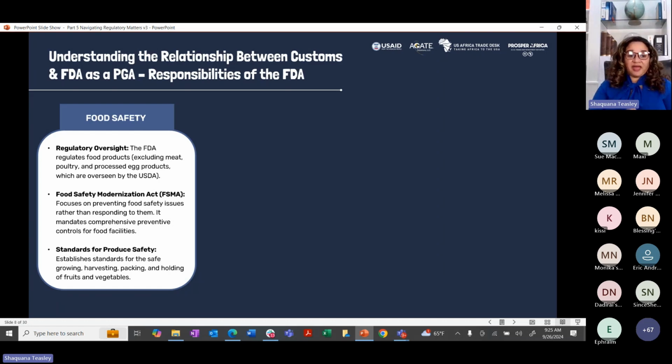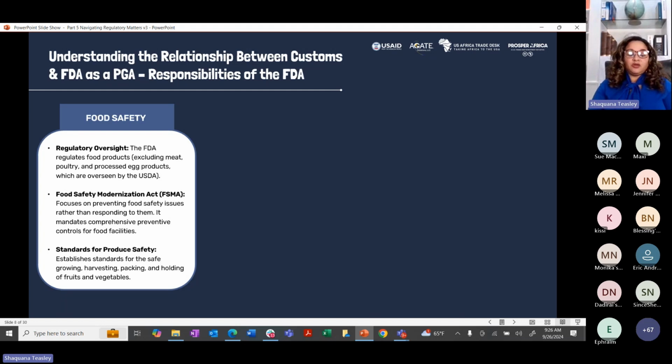Regulatory oversight. The FDA is going to have complete oversight over your food product. That excludes meat, poultry, and processed egg products, which are often overseen by USDA. Different government agency, different requirements. People call me all the time and tell me that they're having an issue with FDA in regard to their meat. And the first thing I say is, you're not dealing with FDA, you're having a USDA issue.